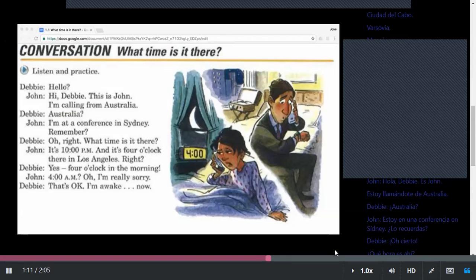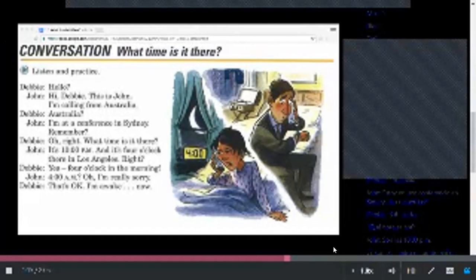Which illustrates the importance of understanding different time zones. Let's listen and repeat.